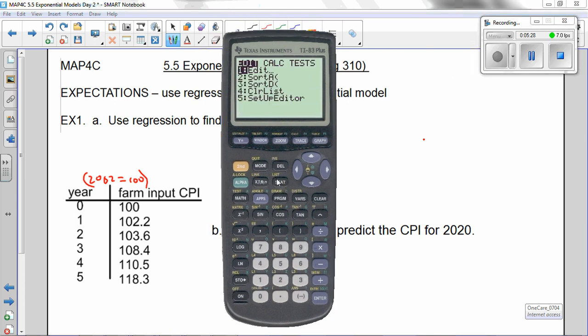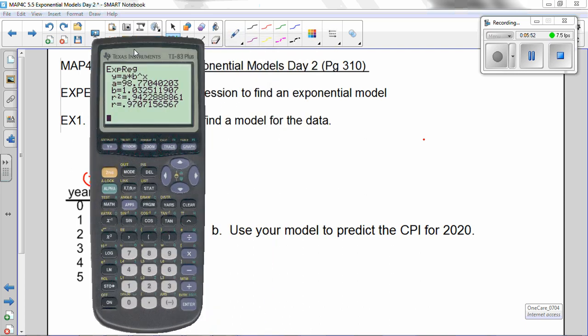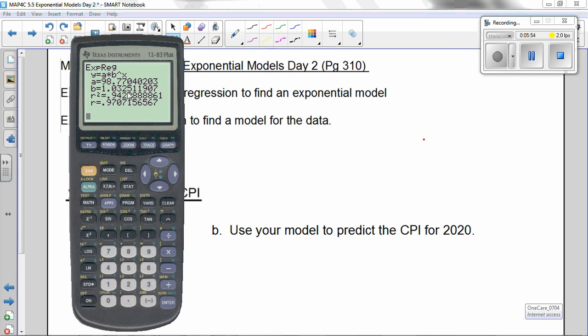Remember, for regression, you go stat, over to calc, zoom past linear regression, zoom past quadratic regression, and go to exponential regression. So exponential regression. And then I'm going to press enter. And then I can see my function there. I'm going to just copy this. It's easier for me to do that.